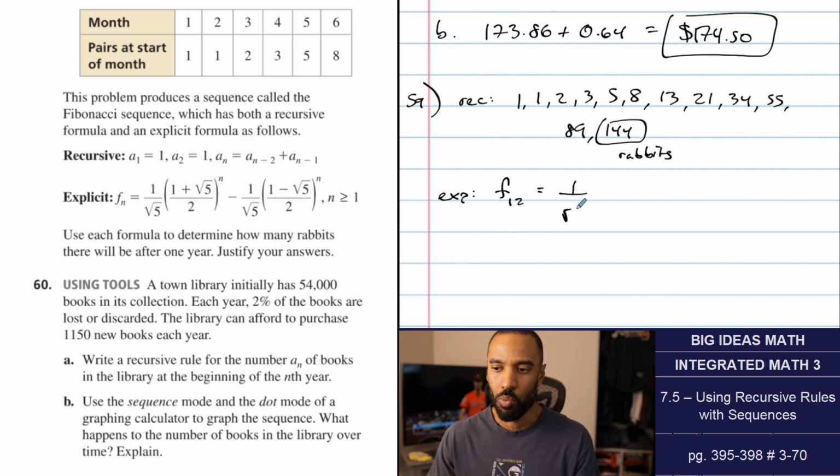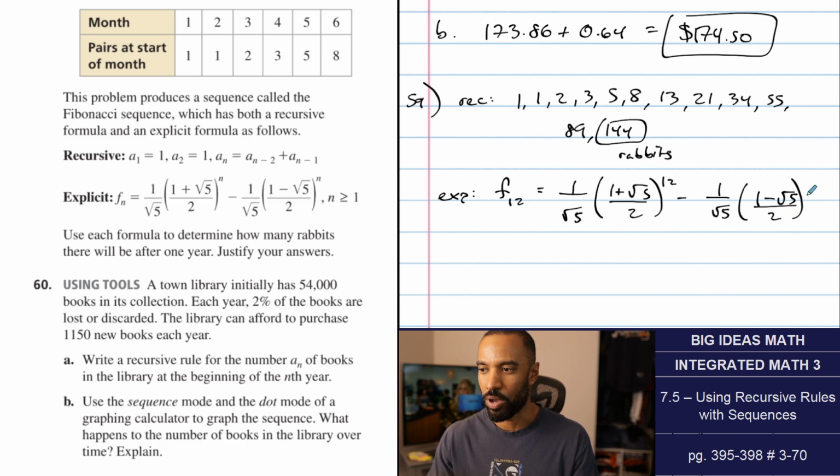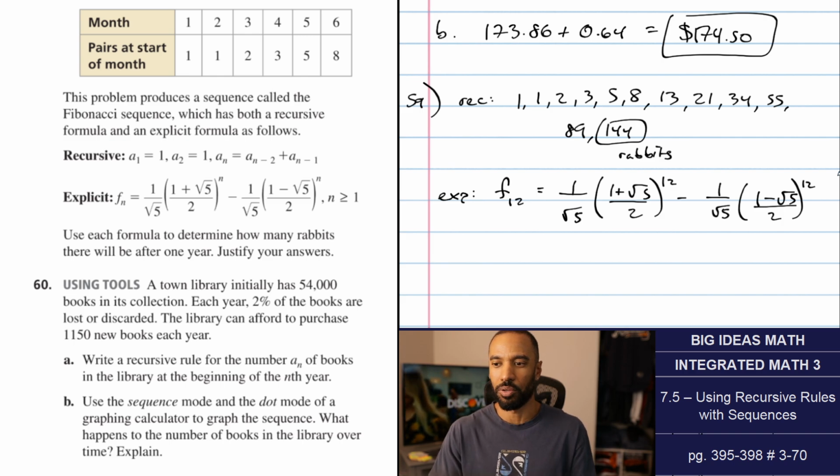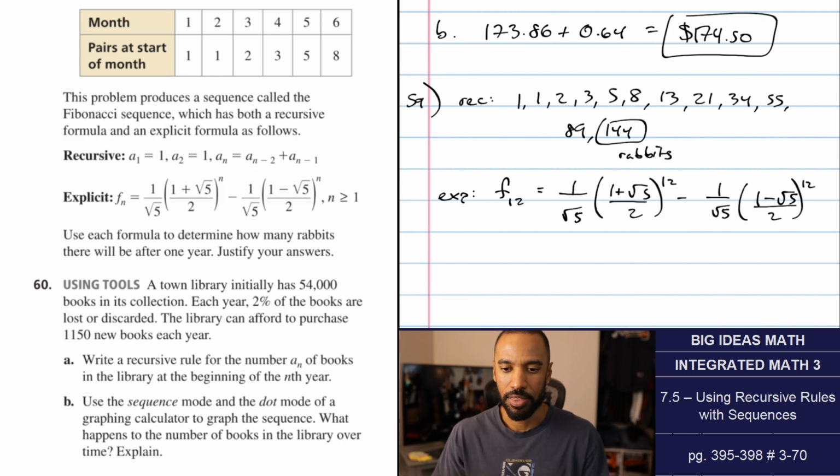For the explicit rule, it's got to be 144 still, but we're going to do f of 12, which is 1 over root 5 times 1 plus root 5 over 2. I had no idea how they came up with this part. 1 over root 5. I was going to say there might be a way to simplify the way that we write this. The only thing you could do at most is factor out the 1 over root 5, write it as a common denominator, but interesting. I got to figure out how they derived that.